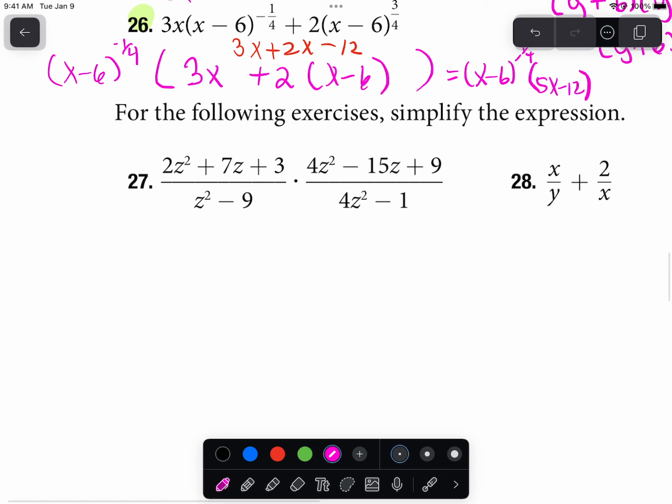Okay. If you see a fraction that has polynomials in the numerators and denominators, you always want to get it into factored form first before you proceed. So let's deal with the bottoms first. We've seen some formulas to deal with difference of squares. This one would be z plus 3 and z minus 3. This one would be 2z plus 1 and 2z minus 1. So I would assume those two factorizations should start to click again in your head. You've seen these types of things before, okay?